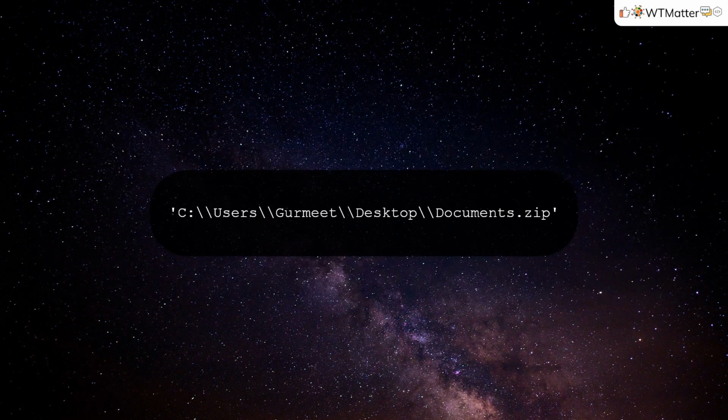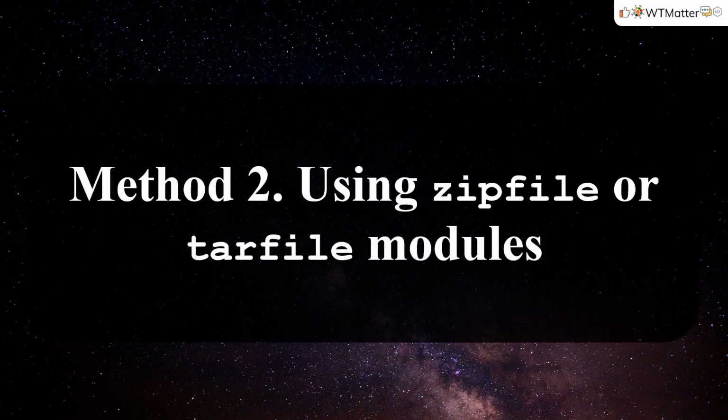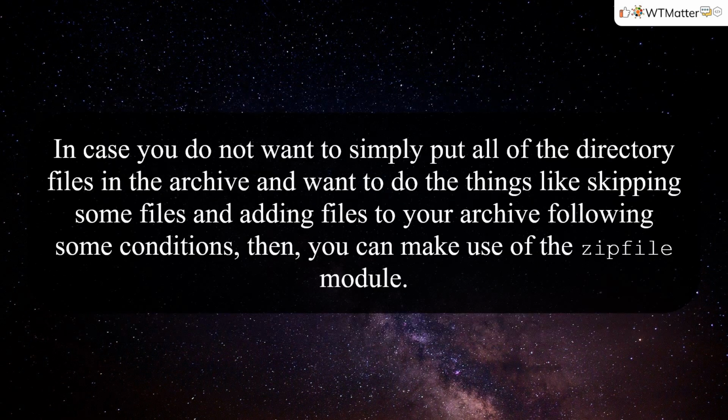Please observe the code carefully. If required, kindly pause the video for the same. Method 2. Using zipfile or tarfile modules. In case you do not want to simply put all of the directory files in the archive and want to do things like skipping some files and adding files to your archive following some conditions, then you can make use of the zipfile module.